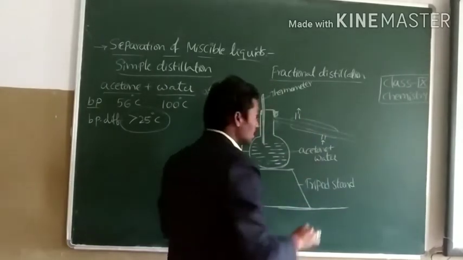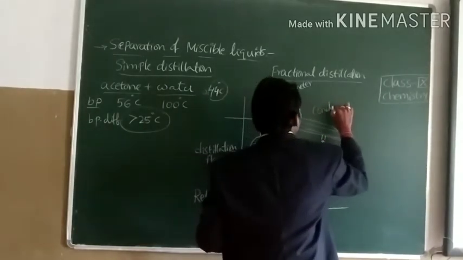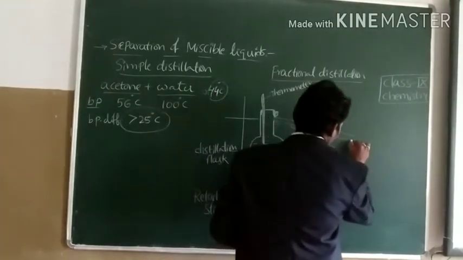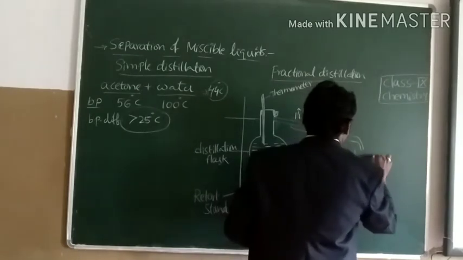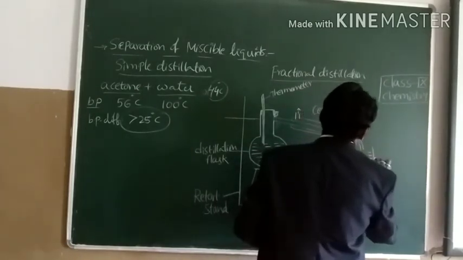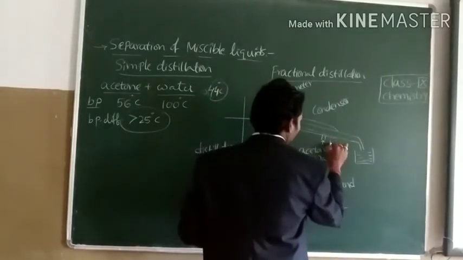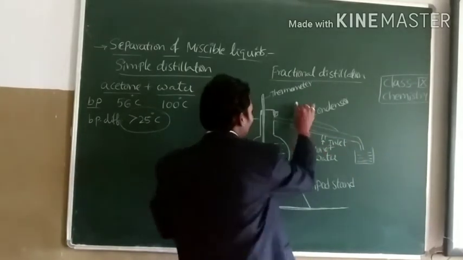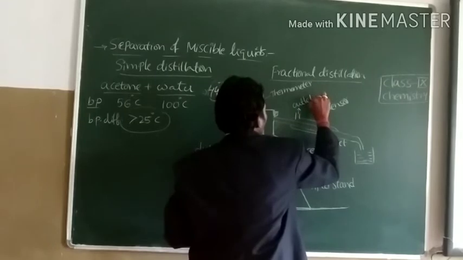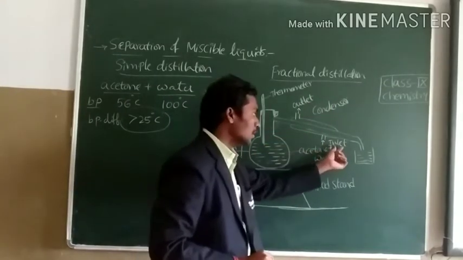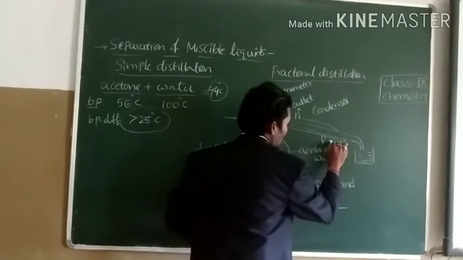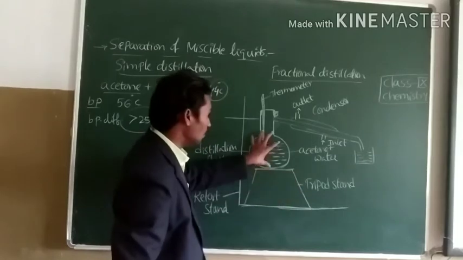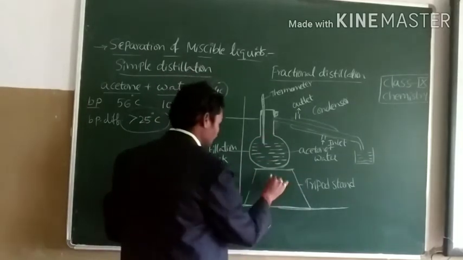It is a condenser, children. It is known as Liebig's condenser. This is called the water inlet. This arrow mark indicates the water inlet and this is the water outlet. So this condenser is surrounded by water, with one inlet and one outlet. And with the help of a Bunsen burner or spirit lamp, we have to heat the liquid mixture.